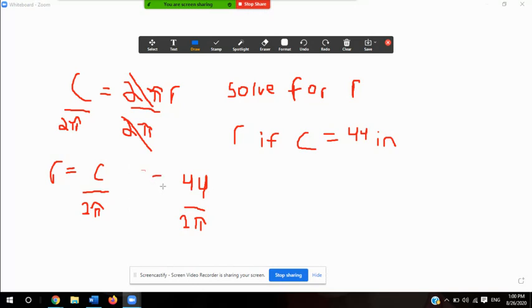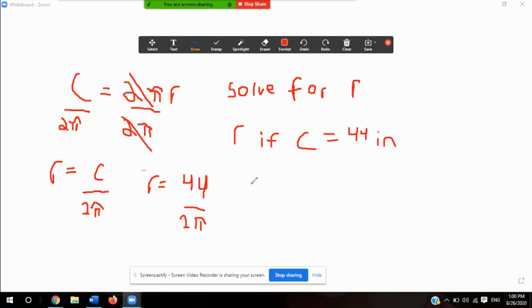R equals... I'm sorry, I'm trying to get rid of that. Okay. So R equals 44 divided by 2 pi.